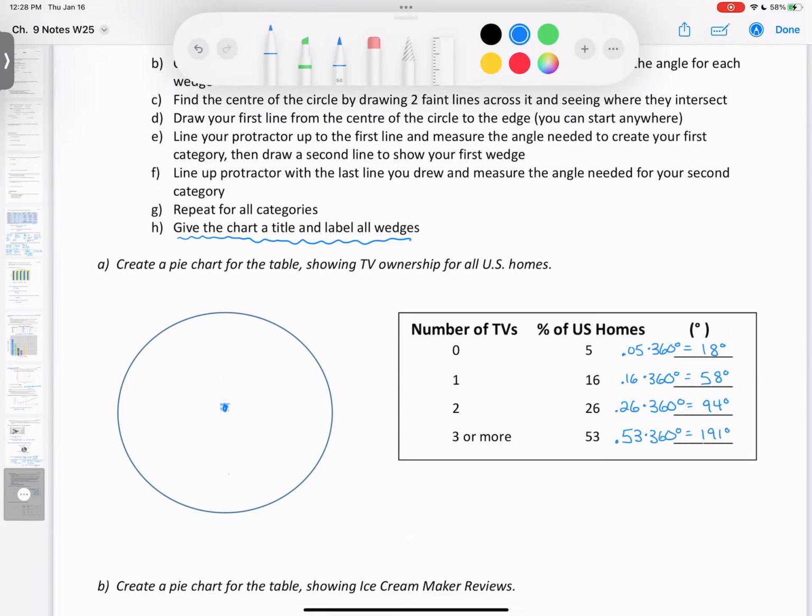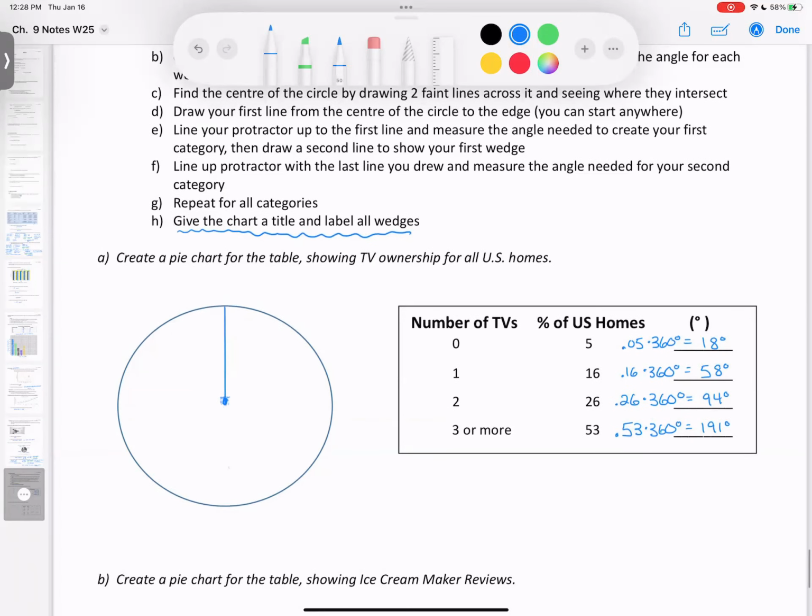And then we're just going to draw our first wedge. So I'm going to do the first line of our wedge at about 12 o'clock. Okay, that's going to become the 0 on your protractor. So we want our first category to be 18 degrees. So I'm going to line up my protractor with the 0. And then from there, I'm going to flip my protractor around so it's not upside down. Let's try that again.